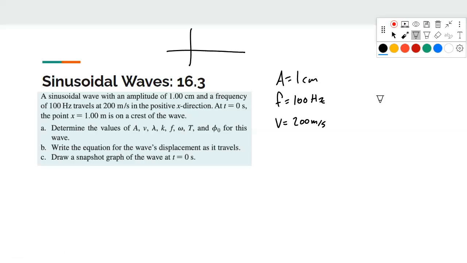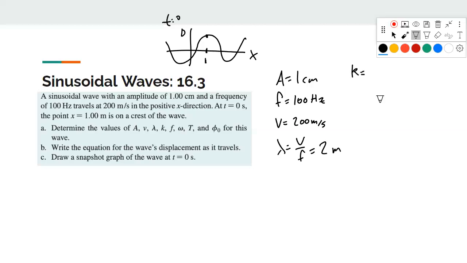So at t equals 0, we can draw our snapshot plot, and we know that this 0.1 is on the crest. So we have something like this happening. Okay, so the first part is they just want us to calculate everything that you could potentially be curious about. There are a few steps that are pretty easy. We know that lambda is just v over f. That's very straightforward. 200 over 100, it's just 2 meters.